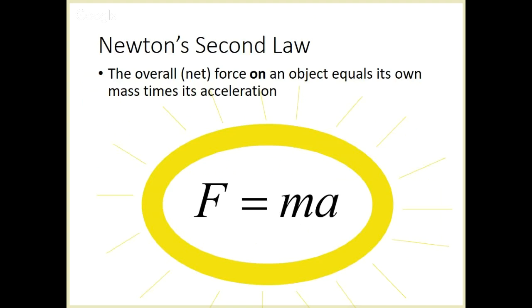One important thing to note about this: an object can have a bunch of forces acting on it at once, but it's the overall total net force that will equal the object's mass times acceleration. And by the way, this will work in different dimensions as well. If you're only looking in the x direction, I could say the sum of all the forces that have components in the x direction, the sum of those components, will equal mass times acceleration in the x direction.